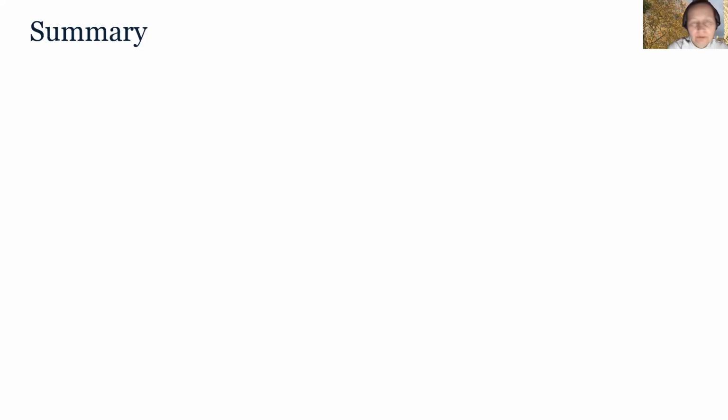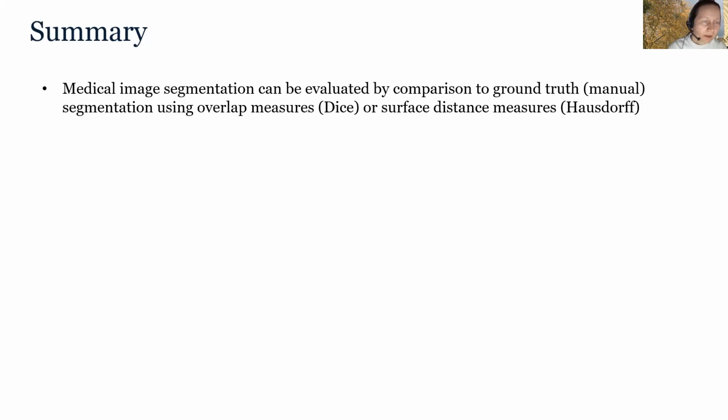So this is all I wanted to tell you today about deep learning segmentation. So let's now summarize what we have learned today. We learned that medical image segmentation can be evaluated by comparison to ground truth or manual segmentation using overlap measures such as dice coefficient, or surface distance measures such as Hausdorff distance or average surface distance.